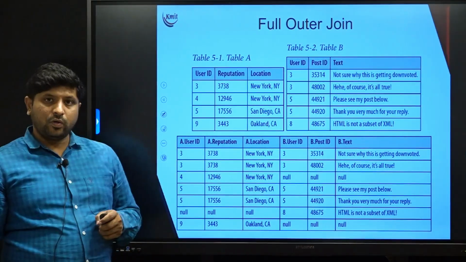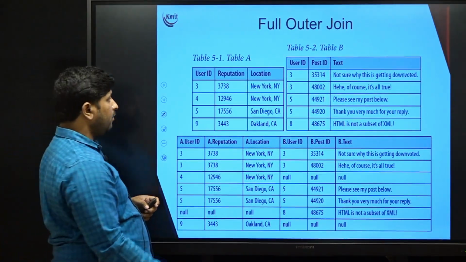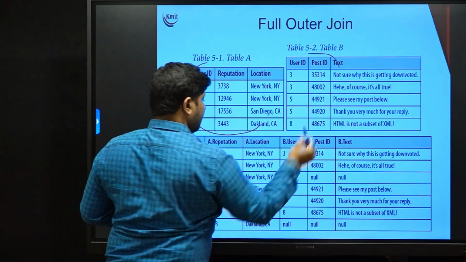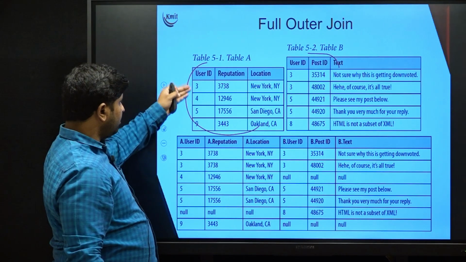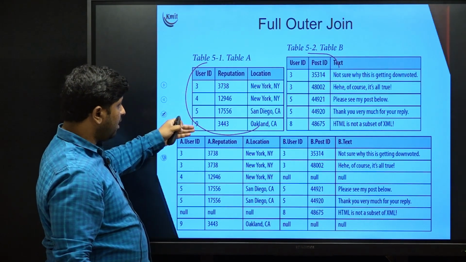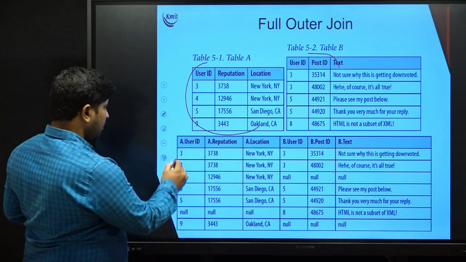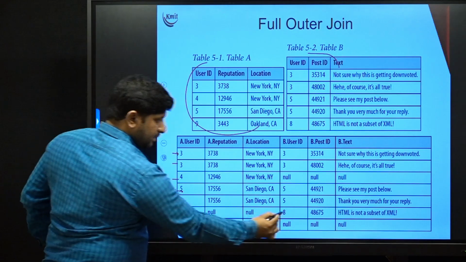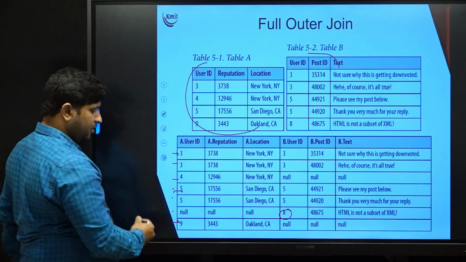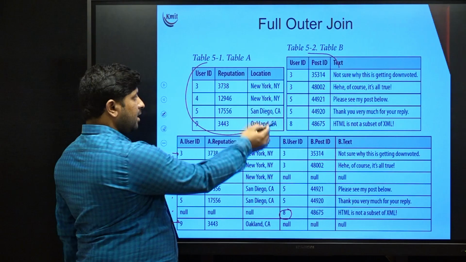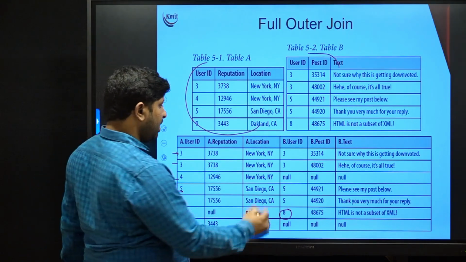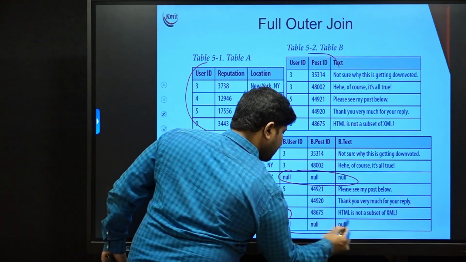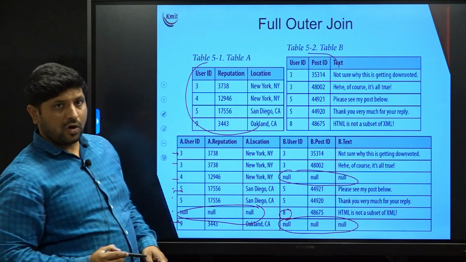If you go with full outer join, then we will have all the elements from the right table as well as the left table, such as the unique elements 3, 4, 5, 8 and 9. We have 3, 4, 5, and this is our 8th record and this is the 9th user ID. Wherever there are dissimilarities, we will have null values. This is all about full outer join.